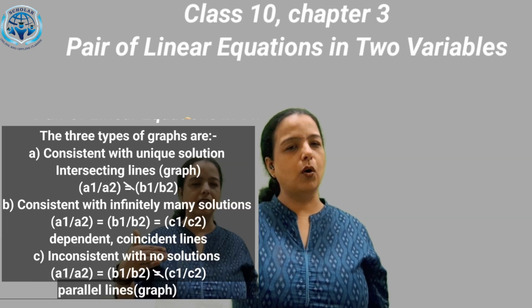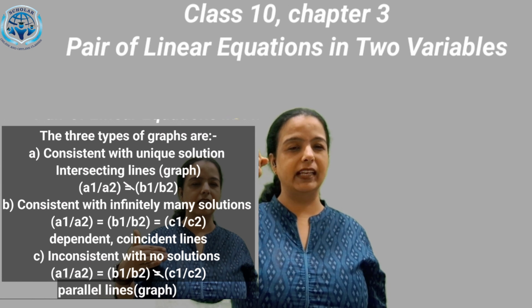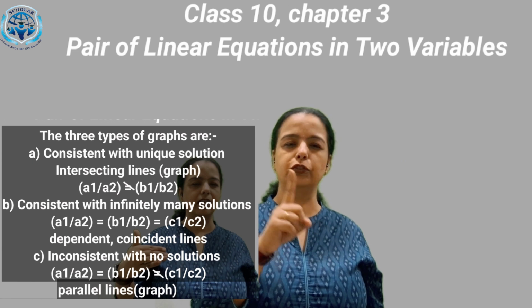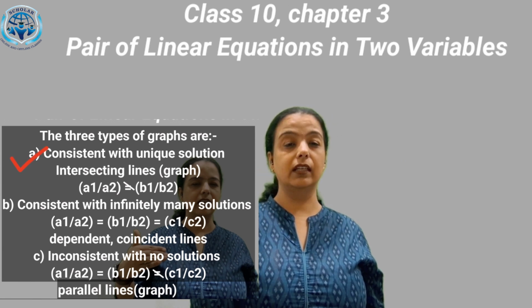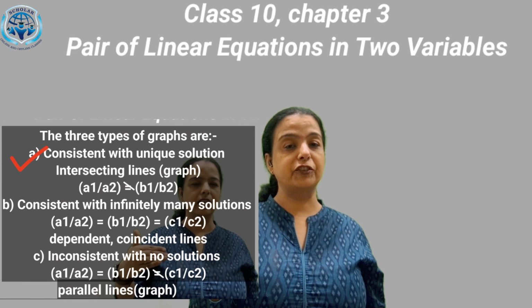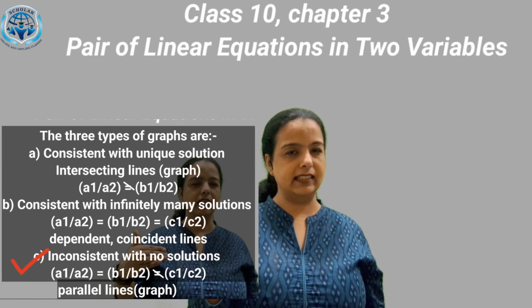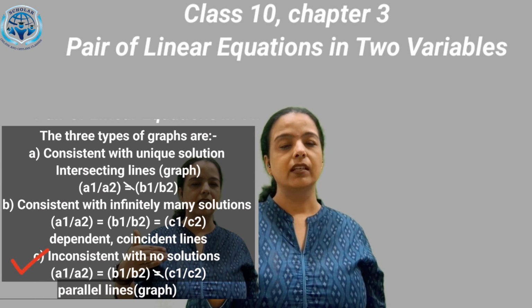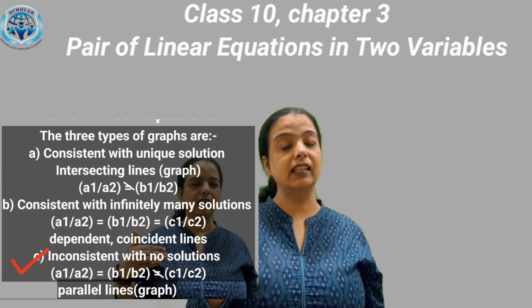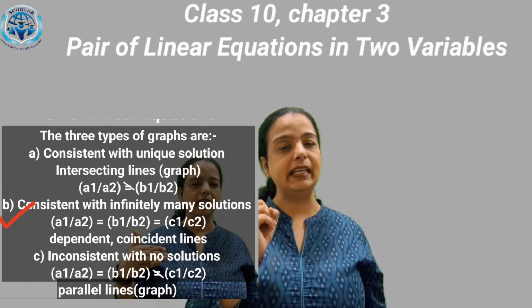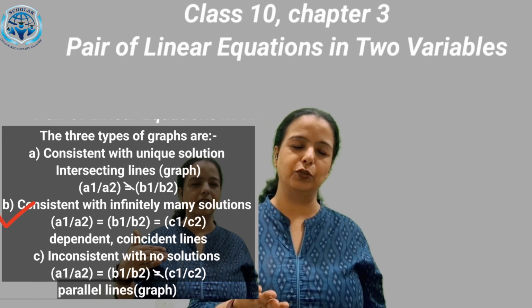So this is all about the pair of equations. One is consistent, where there is only one solution, that is a unique solution, and the lines are intersecting. The second type of equation is parallel, where there is no solution. The pair is called inconsistent, and the lines are parallel in the graph. The third pair of equations is where the lines are coincident, that means they are one above the other. This pair is called consistent and dependent, and there are infinitely many solutions.